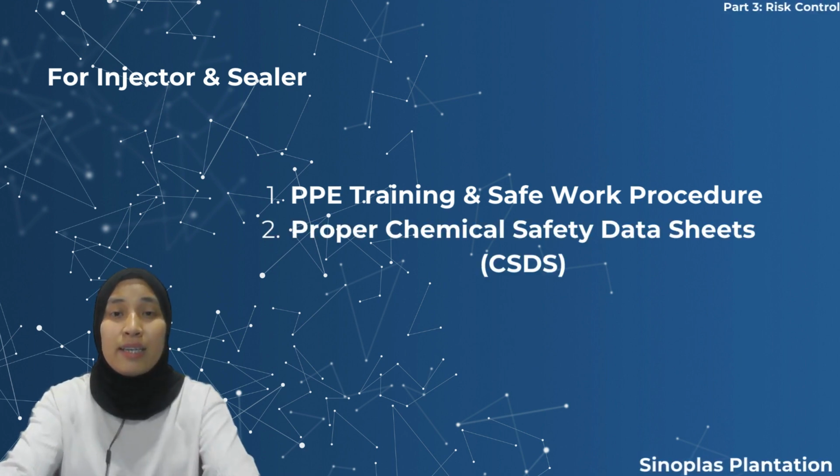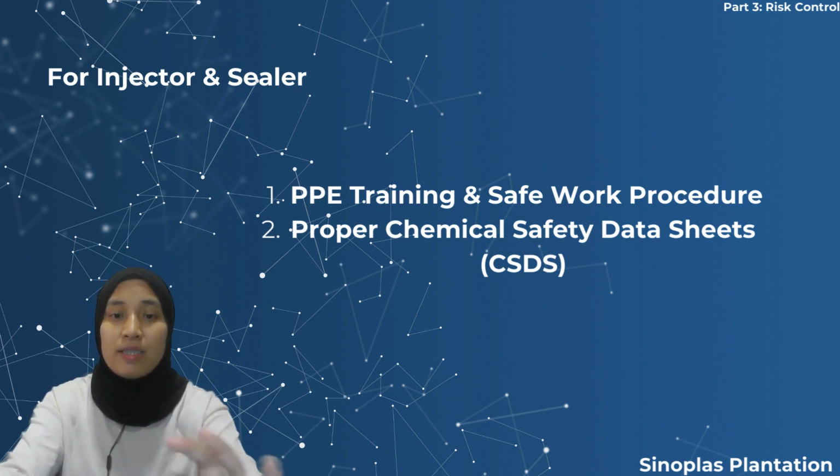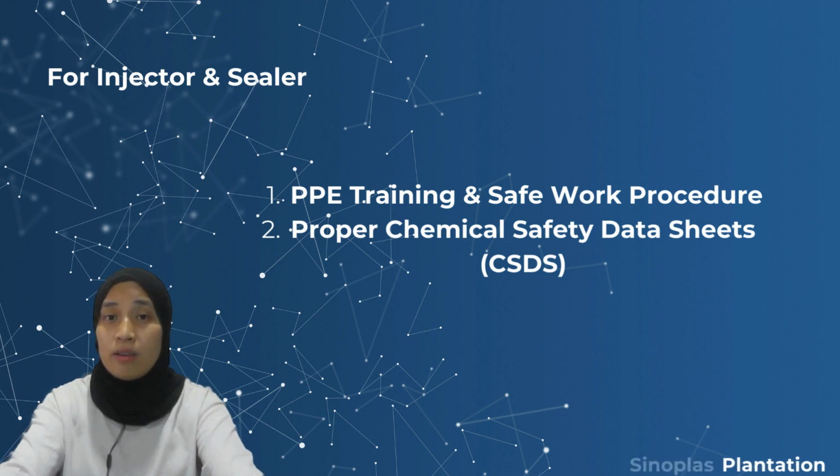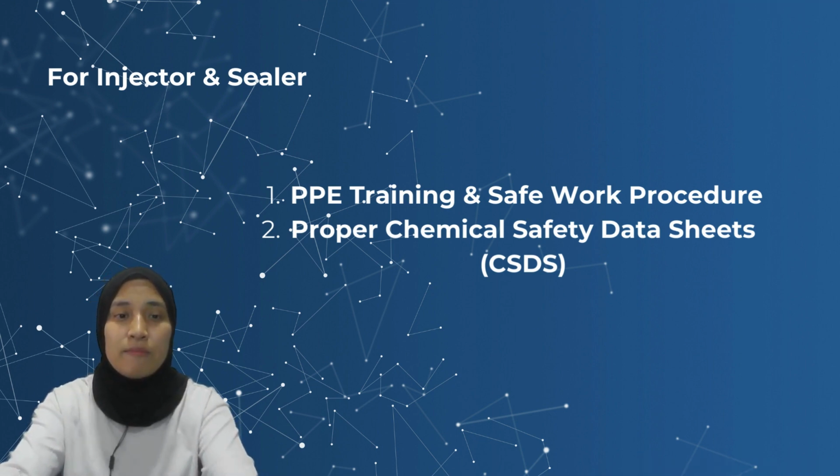Second is proper chemical safety data sheet, or CSDS. It must be available on the site and the supervisor must ensure all the items in the CSDS are completed by the vendor. Make sure there is no missing CSDS for every item of chemical itself.